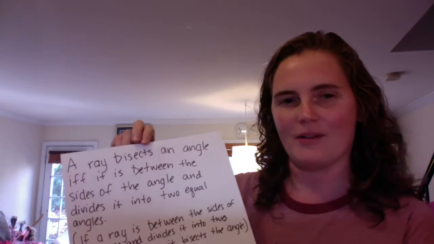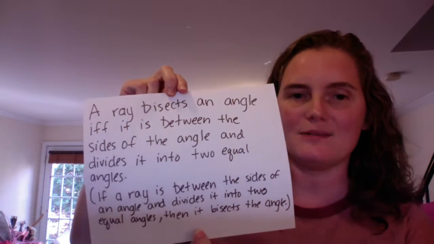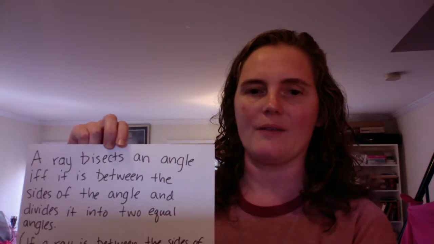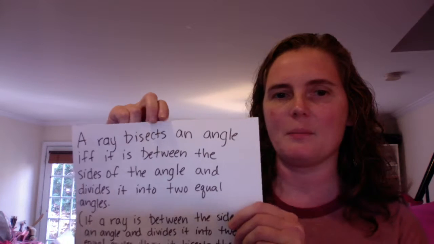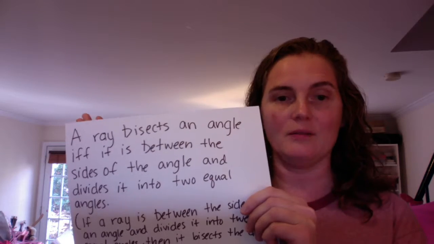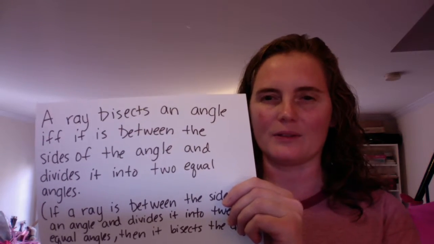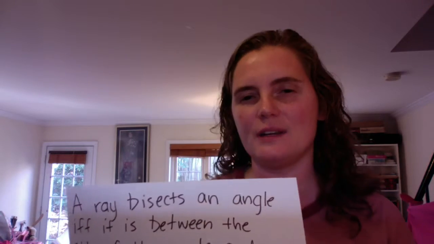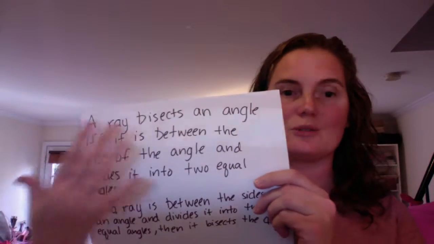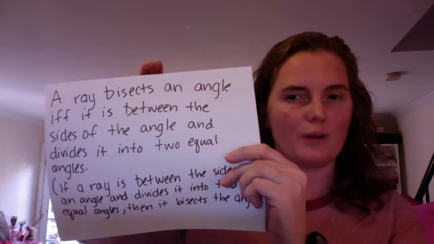The only new material is a new vocabulary word, and it's bisect. A ray bisects an angle if and only if it is between the sides of the angle and divides it into two equal angles. Okay, if you can picture that, a ray bisects an angle if and only if it's between the sides of the whole angle and it divides it into two equal angles. And just a reminder for a definition, this if and only if means that this statement is true and also its converse would also be true.